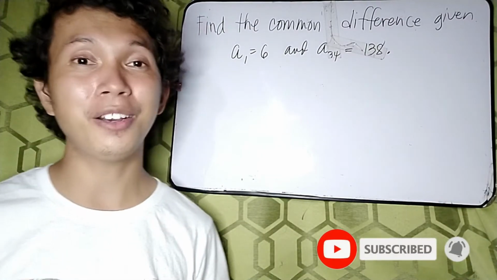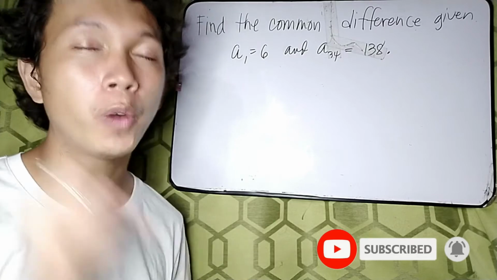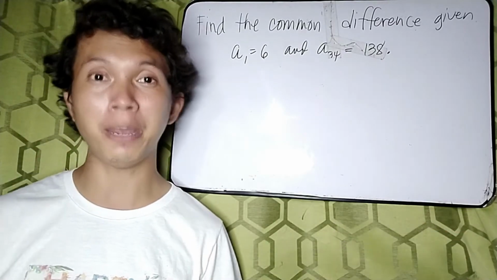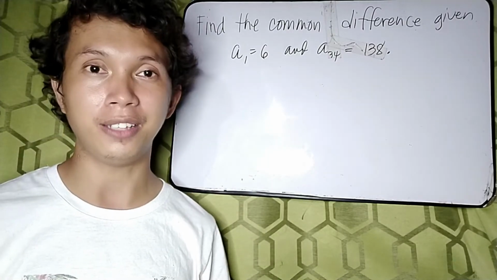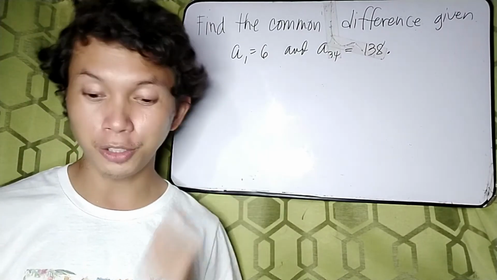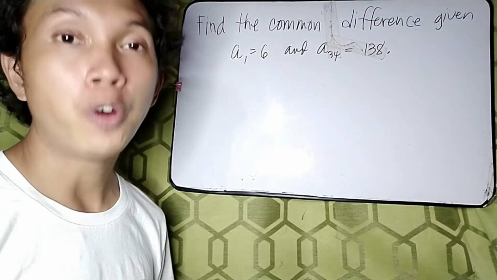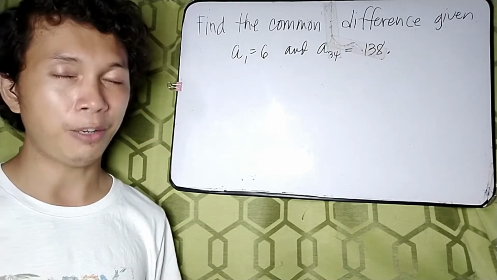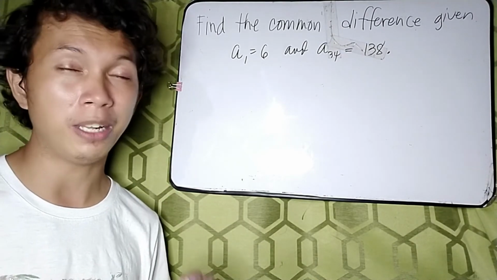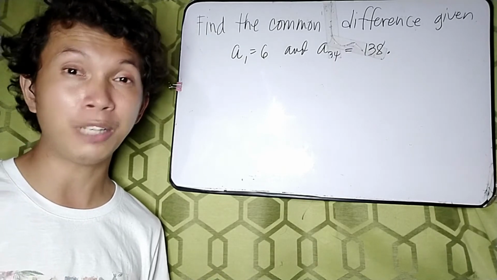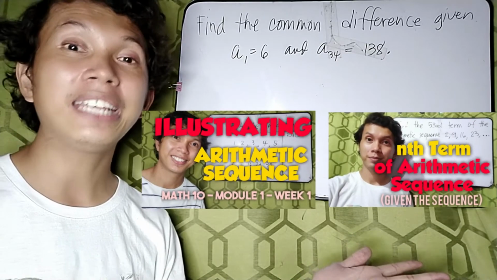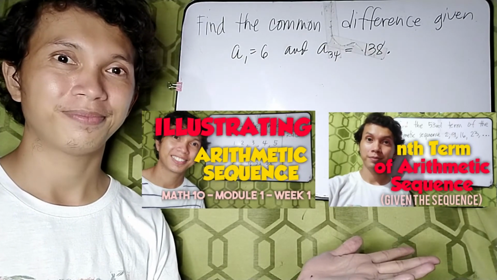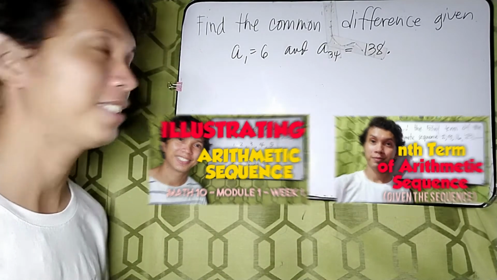In this video, we are going to solve a problem wherein the given is the first term and the last term, and we are going to look for the common difference. So, let's still use the formula for the nth term of an arithmetic sequence. Just in case you are not familiar with it, you can watch these videos. Just look at the link in the description. Okay, now let's solve this.